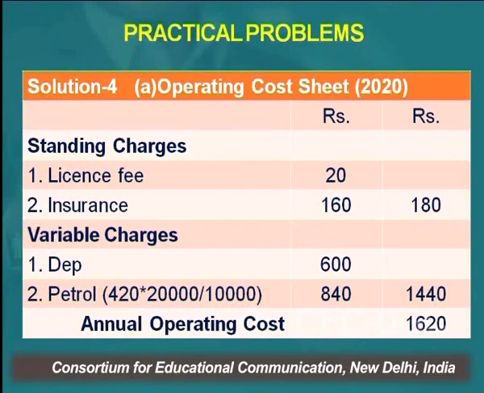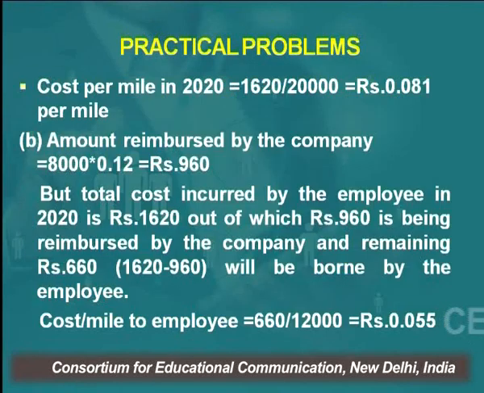So for standing charges, the operating cost of 2020 we are calculating: license fee 20 rupees, insurance 160 rupees. So these are the two standing charges. Variable charges: depreciation 600 rupees, and petrol cost is given, 420 into 20,000 divided by 10,000, so 840. So that comes to be 1440. So the annual operating cost is 1620, right.